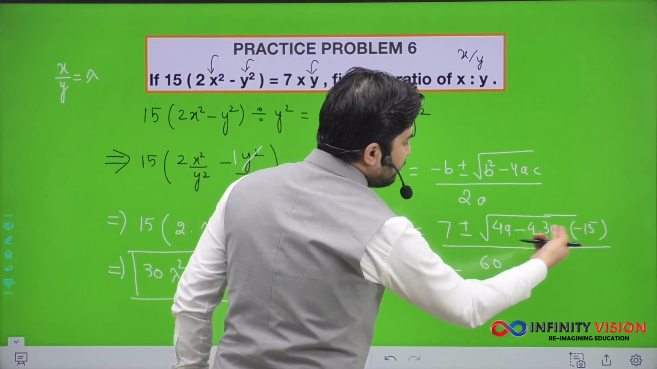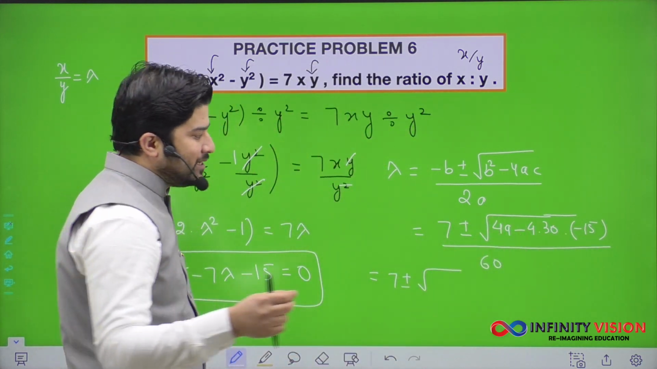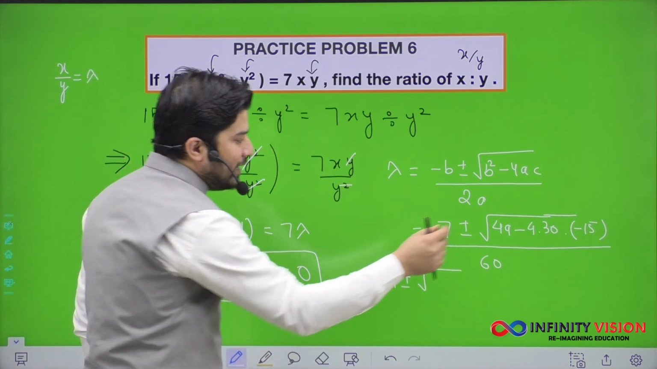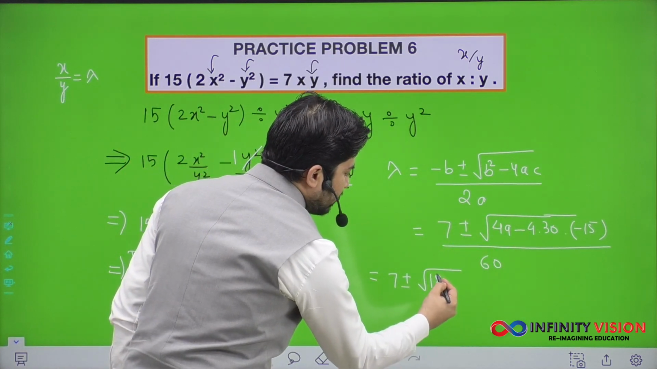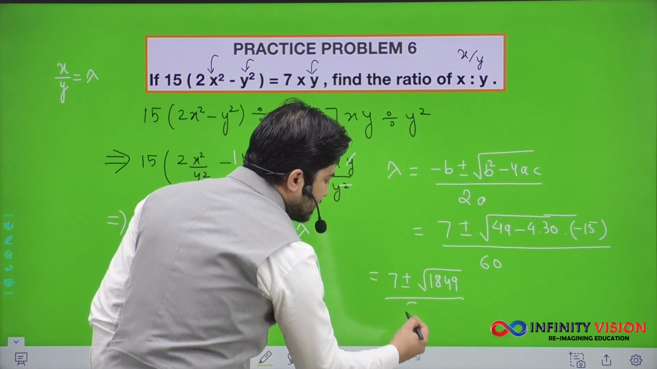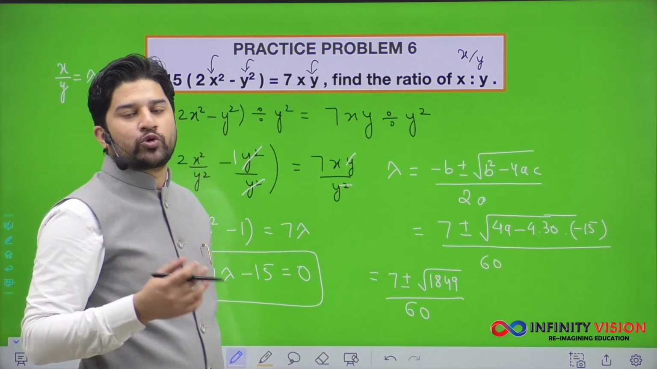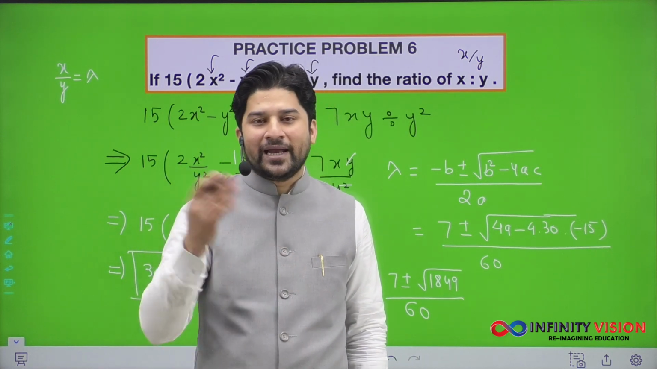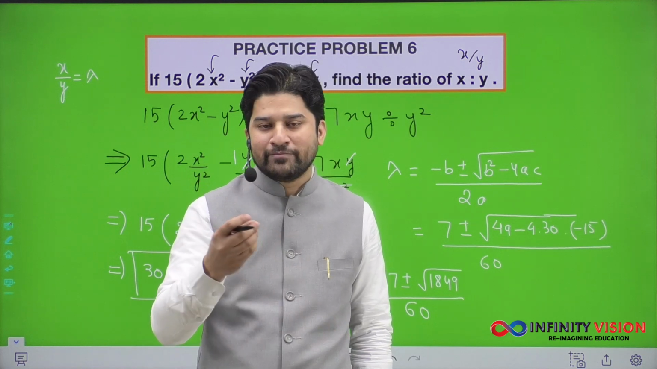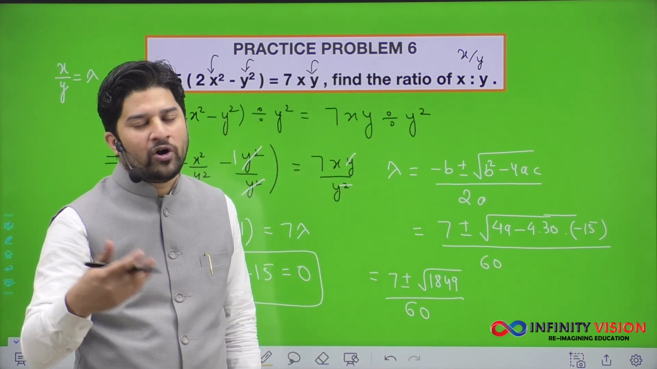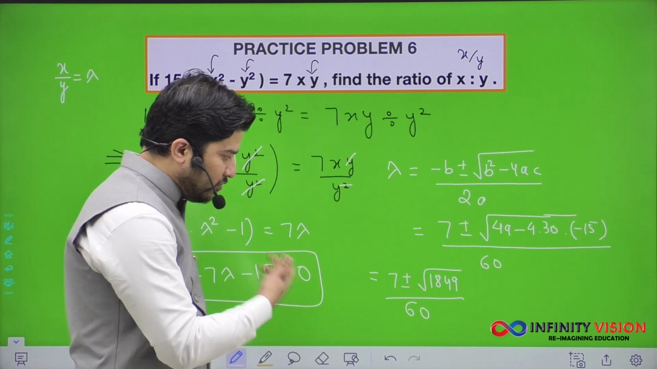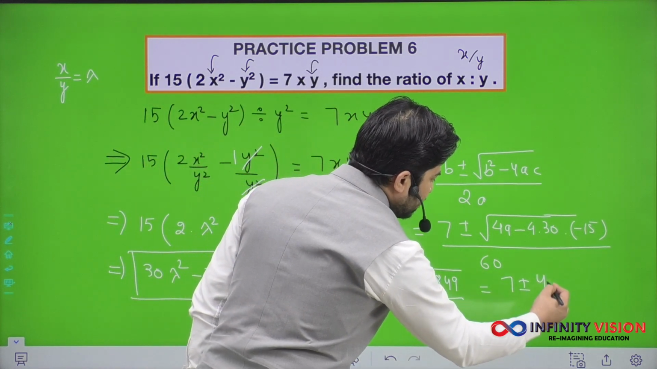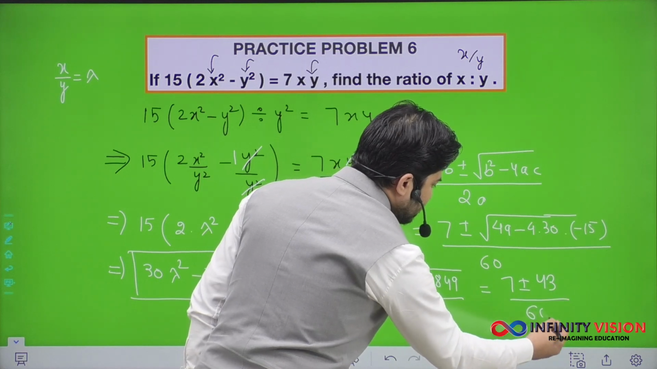Now minus 15 into minus 4 is plus 60, and plus 60 into 30 is plus 1800, and 1800 plus 49 is 1849 divided by 60. Now what is the square root of 1849? Definitely it is bigger than 1600 and it is lesser than 2025. So by simple guess you can say it's 43, or you can do the calculation and find that it is 43. So you'll get 7 plus minus 43 upon 60.